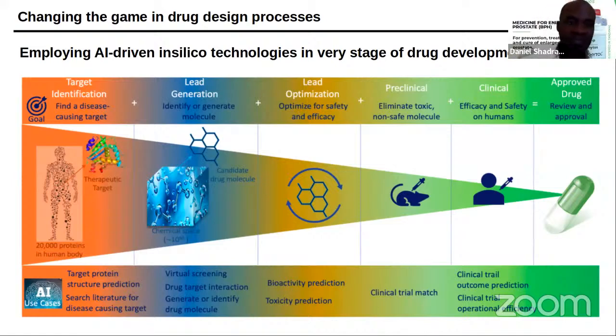But nowadays, because of the advent of computer hardware and algorithms, and now that we are in the AI era, there has been a change in the way we used to do drug discovery before and at the moment. AI and in silico technology are really revolutionizing the whole process of drug design. From every single stage, from discovering the target, AI or in silico technology is employed from the beginning up to clinical trials in humans.